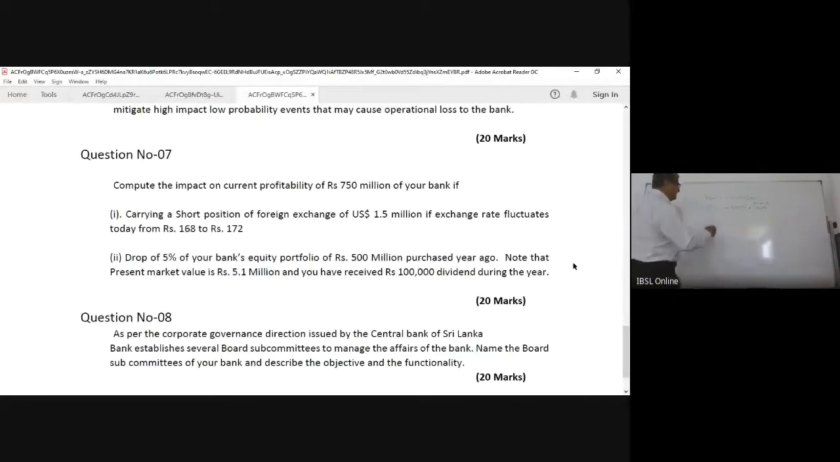Now the 510 million is the market value. When there's a drop, means market has collapsed by 5%. So 5% of 510 you have to compute. I think it is 25.5 million.